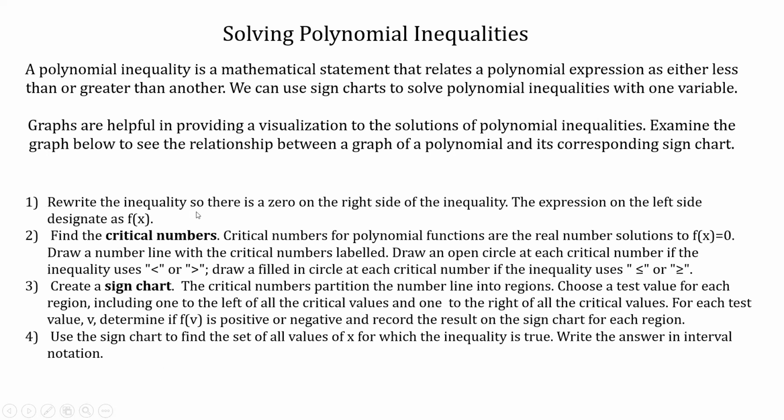First, rewrite the inequality so that there is a zero on the right side of the inequality, the expression on the left side designated as f of x. Next, find the critical numbers. Critical numbers for polynomial functions are real numbers that are solutions of the equation f of x equals 0.